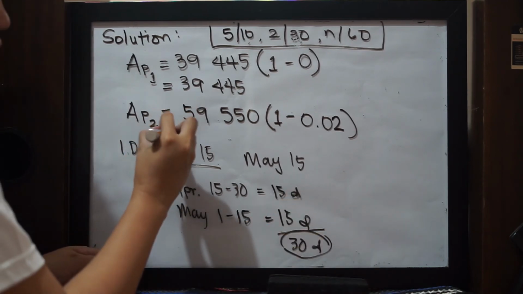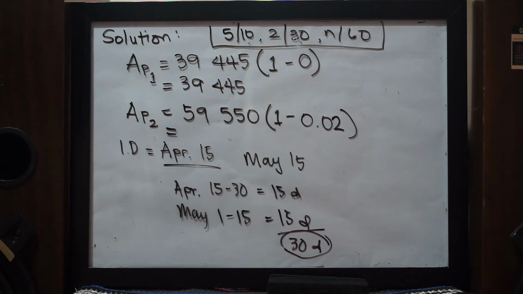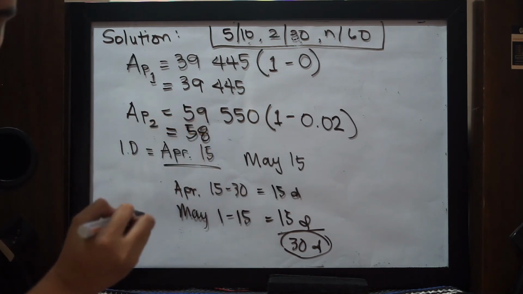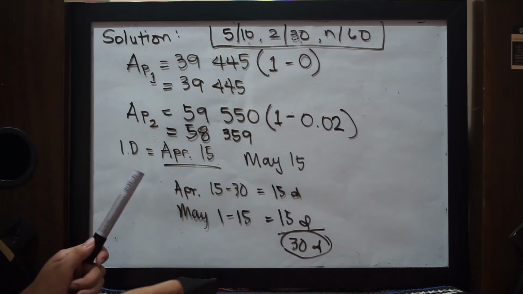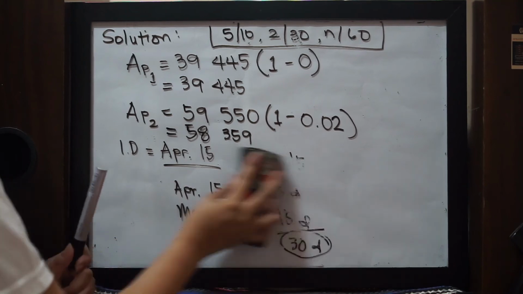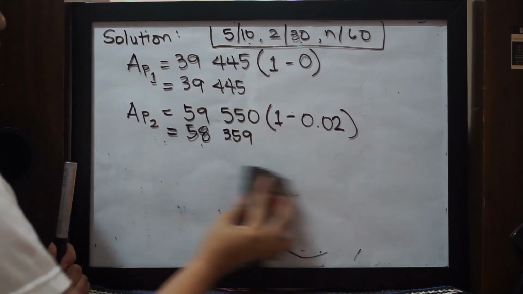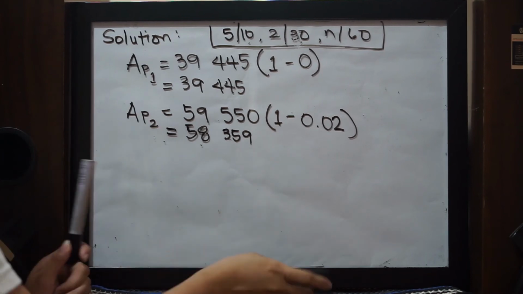So, let's now solve for the second invoice. So, typing it directly in your calculator, 59,550, open parenthesis, 1 minus 0.02, close parenthesis, you press equal sign, the answer is 58,359, and that is the amount payable sub 2. Next, let's proceed with the third invoice. Konti na lang. I hope you're still learning.